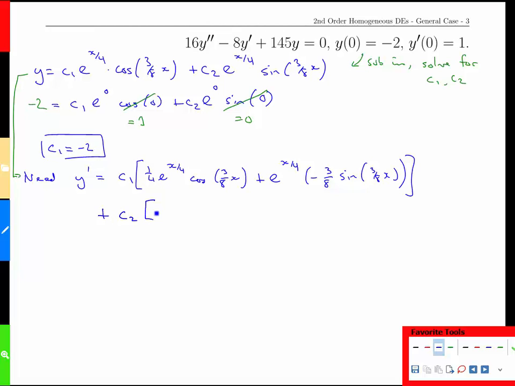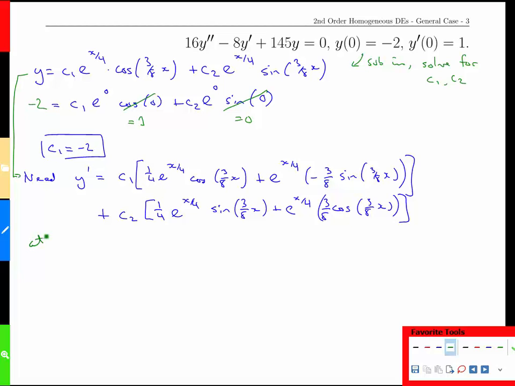And then we're going to throw in a C2, all the same ingredients, same product rule because we're differentiating the exponential times sine. The only thing that changes is that sine cos ordering, and the fact that the derivative of sine is positive cos. We still get a multiplier, but we have a positive cos of 3/8 pop out.